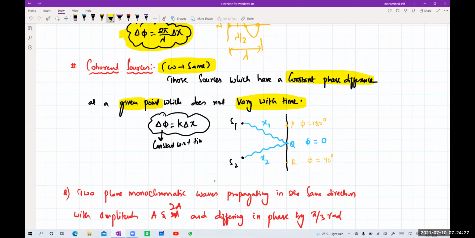Like on this screen, if a wave is coming from S1 and S2, S1 is traveling distance x1 and S2 is traveling distance x2. If both of them meet exactly at the center where the phi value is 0, then we say there is a constant phase difference between them. If they meet exactly at R, then the phi value will be 90. If they meet above at point P, then it will be 180.